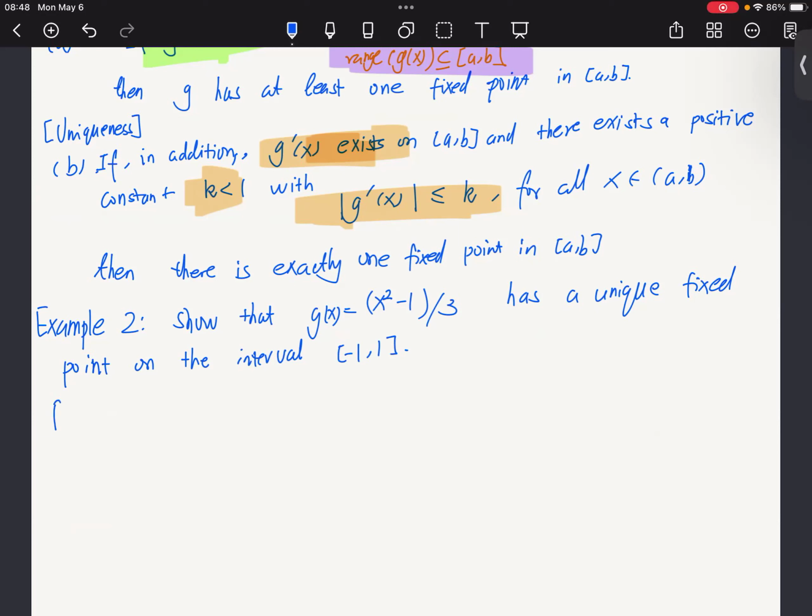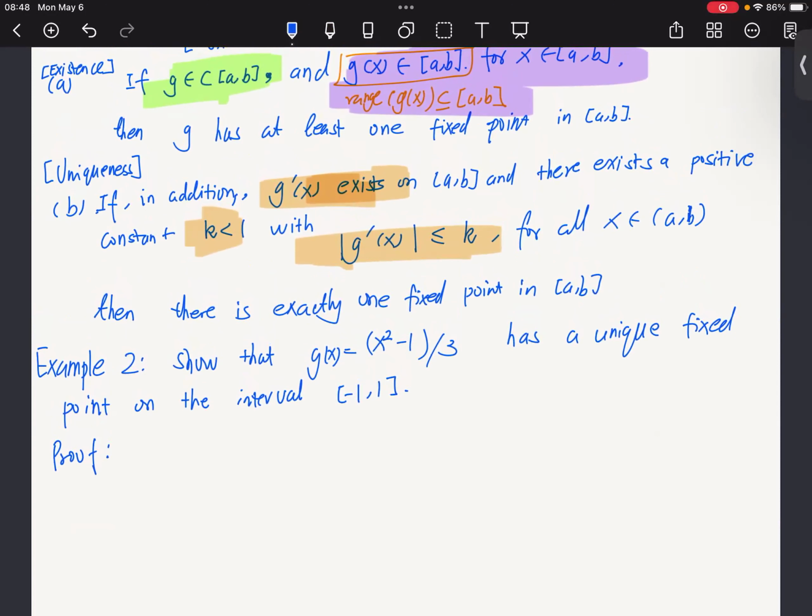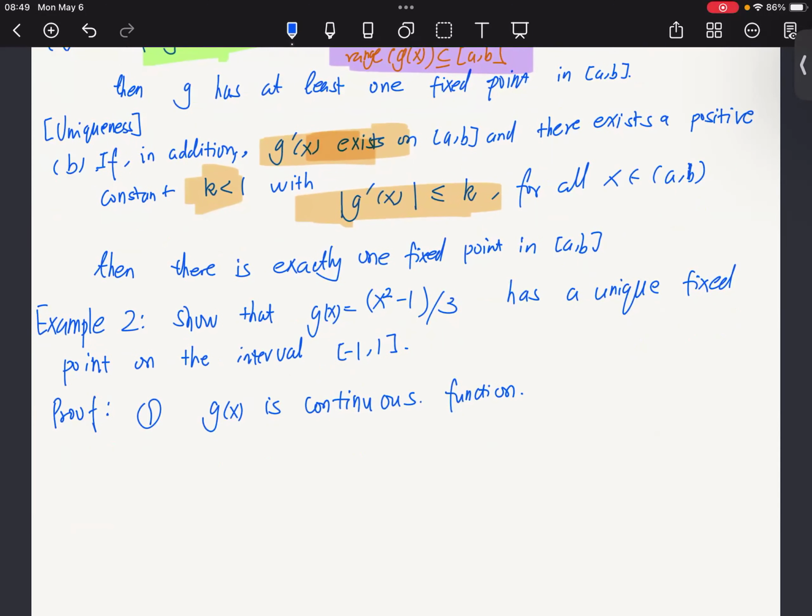First, we need to show that g(x) is continuous. You can just state that because this is a polynomial, it is continuous. You don't need to use basic calculus to prove that it is continuous. You can just state it: this is a continuous function because it's a polynomial.